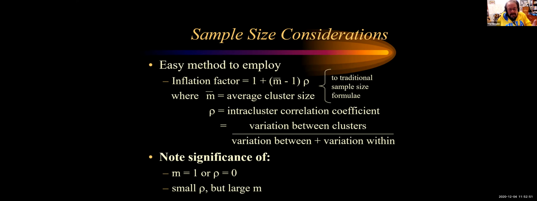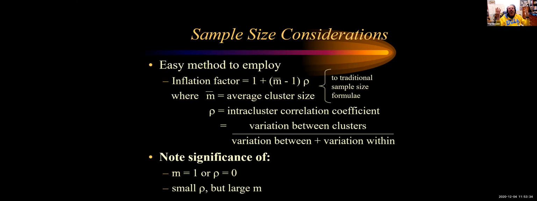Now, what this inflation factor is, and I'll try to explain this real simply, is a factor that you basically take your sample size calculations that we talked about in the previous lecture and inflate them by. Now, what is this number? It's 1 plus a little factor here. M bar is the average cluster size. How many people are seeing, on the average, a given physician? And then you have another number, which is the Greek letter rho, known as the intra-cluster correlation coefficient, which means basically how correlated are the people within a given cluster.